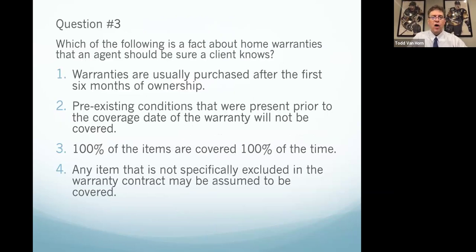Question number 3. Which of the following is a fact about home warranties that an agent should be sure a client knows? Number 1, warranties are usually purchased after the first 6 months of home ownership. Number 2, pre-existing conditions that were present prior to the coverage date of the warranty will not be covered. Number 3, 100% of the items are covered 100% of the time. And number 4, any item that is not specifically excluded in the warranty contract may be assumed to be covered. Again, 10 seconds.